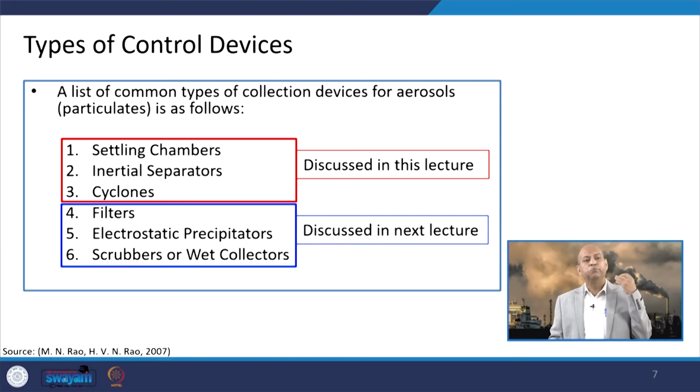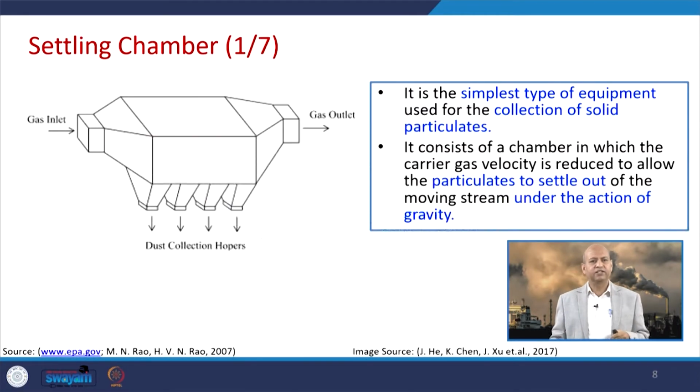Then there are baghouse filters or fabric filters, electrostatic precipitators, or scrubbers, which are known as wet collectors. We will discuss these in the next lecture.